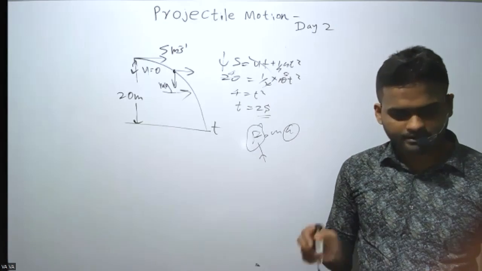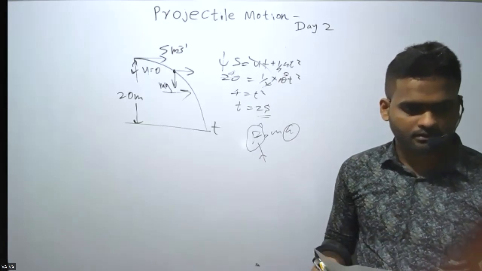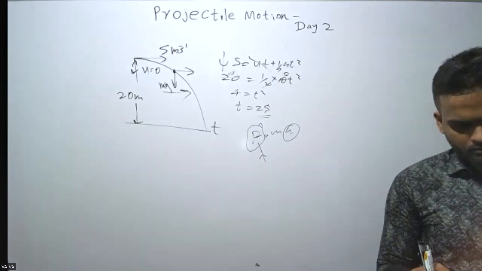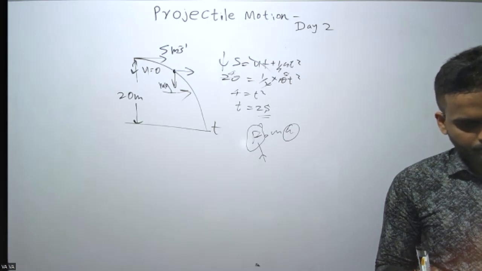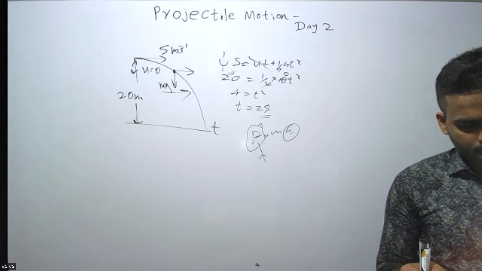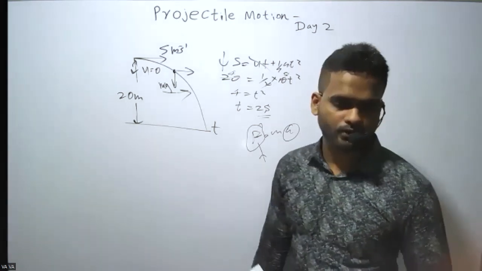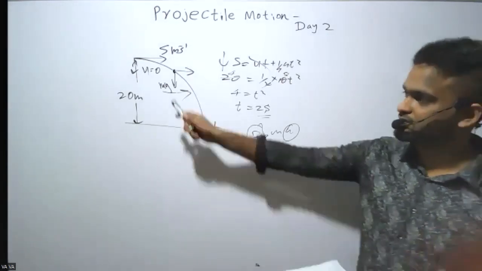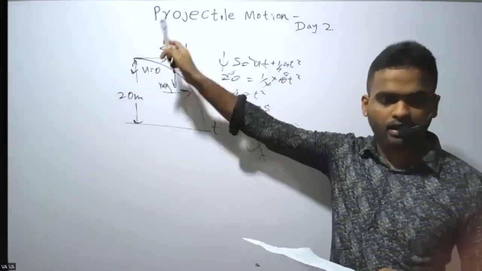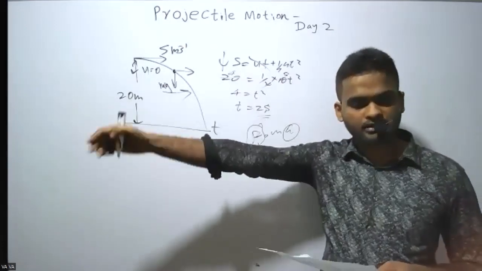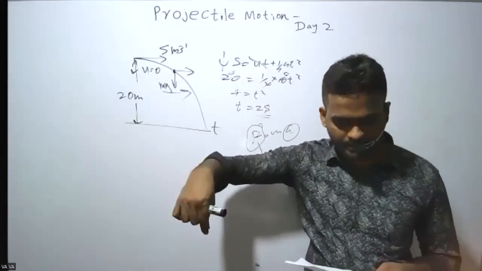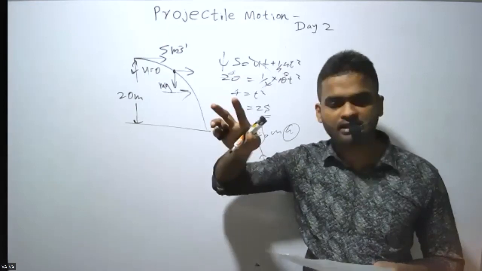Then try the 16th. Send me the answer. Yeah, for 16, the answer is the fourth one, because throughout the whole motion, acceleration is 10 meters per second squared downwards. It doesn't change, it is a constant.